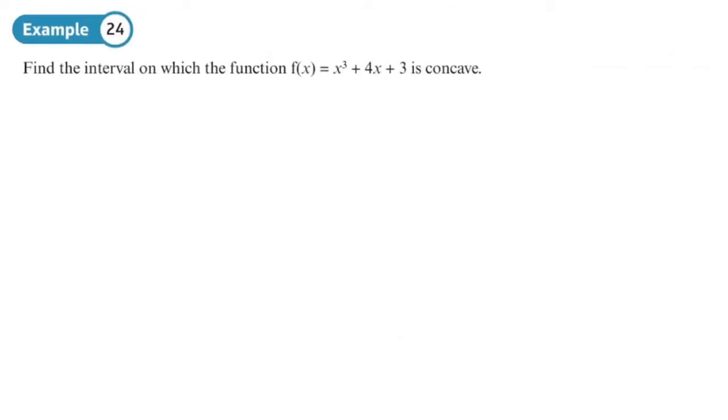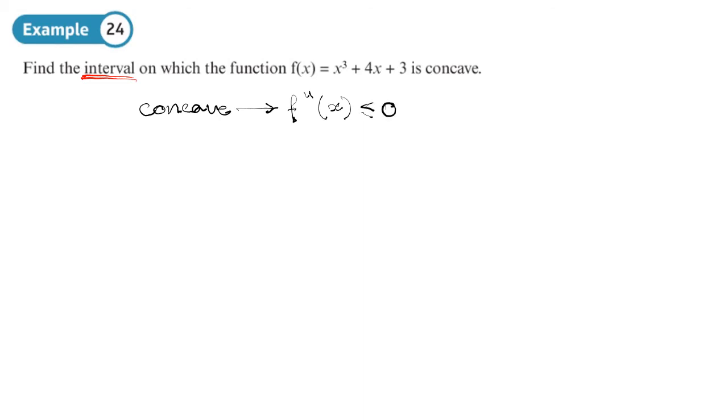So on this one here, we need to find the interval on which the function is concave. Now what that means is that we're looking for when the second derivative is less than 0. So we'll just write that down. Concave basically means, okay, when is the second derivative of this function less than or equal to 0.